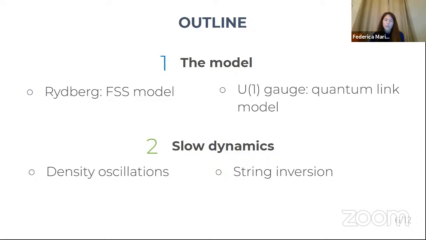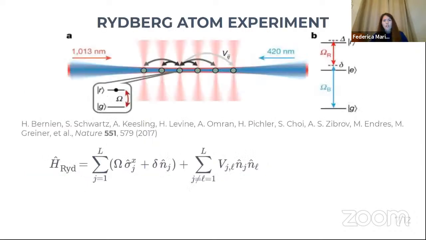So first I will describe what was observed in the experiments, and then I will give the interpretation using these gauge theories. Okay, so this is a sketch of the experiment that was done at Harvard in Lukin's group. And so there was this chain of atoms trapped in optical tweezers.